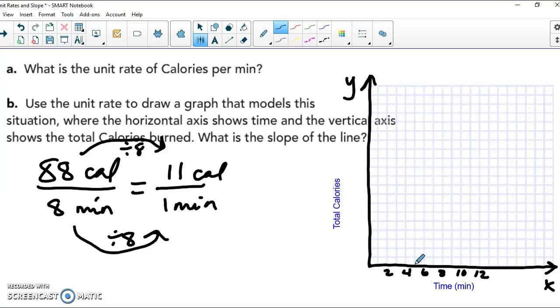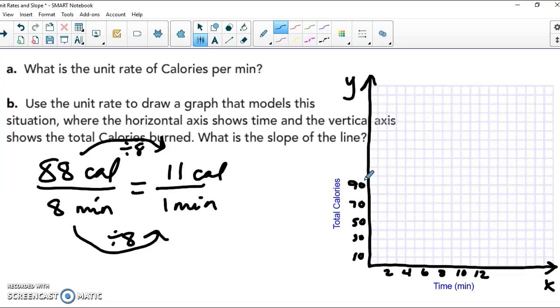And on my y-axis, I need to go from 11 calories all the way up to 88. So I'm thinking I might want to count by about 10s here. But again, I'm going to label just every other line so that my scale and my intervals are still readable.